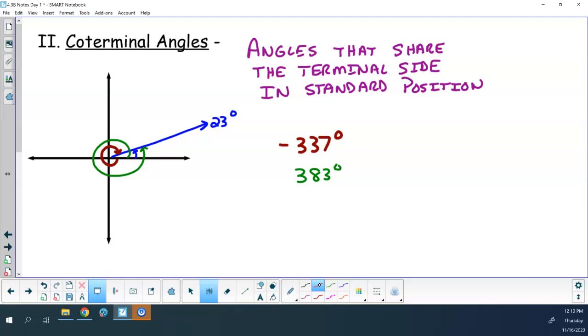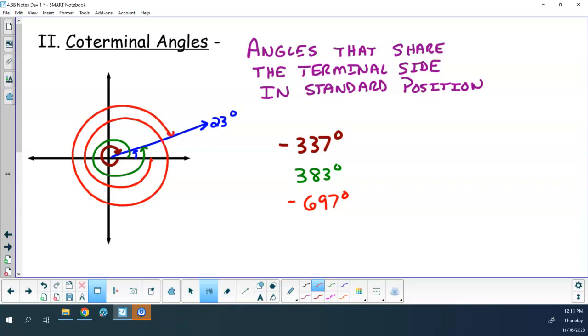Negative 600 what? 97? Because that would be that one. See how we're getting those so quickly? What is the number? Negative 697? Not using numbers, how can we find coterminal angles quickly?